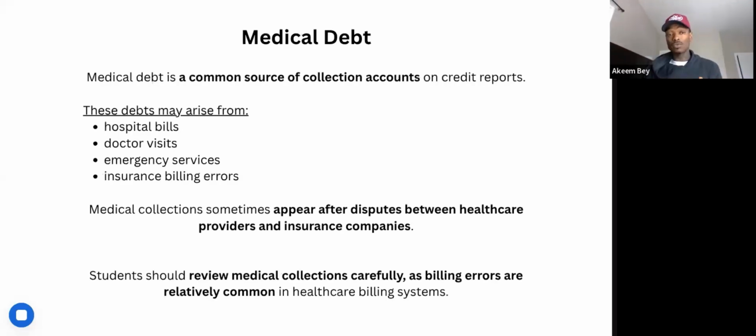So when it comes to medical debt, this is a common source of collection accounts that's being reported, and they arise from things like hospital bills, doctor visits, emergency services, insurance billing errors, and things like that. Medical collections sometimes appear after disputes between the healthcare provider and/or the insurance companies. And you want to review medical collections carefully for billing errors, which are relatively common in the system for healthcare.